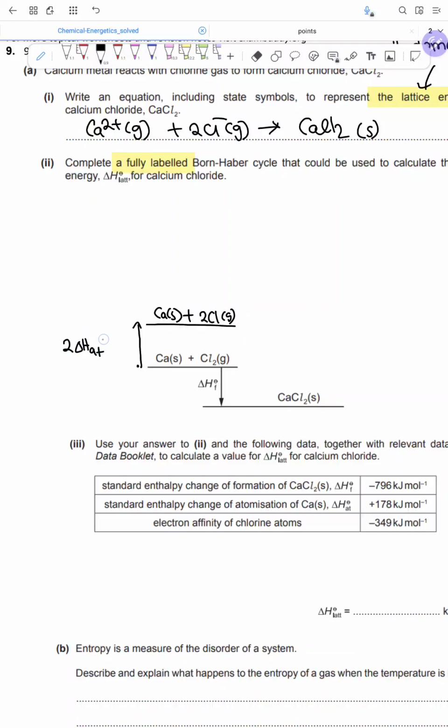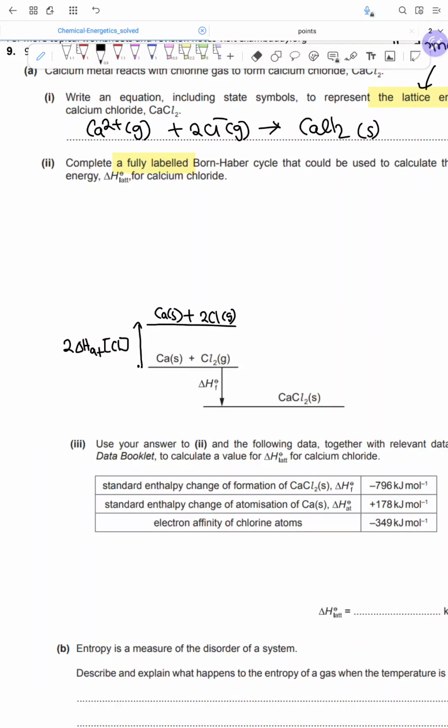atomization of chlorine. Right. Alright, my bad. We don't write chlorine 2, we just write chlorine, right? We're doing atomization of chlorine. Because what do you understand by atomization, right? Alright, here's the tip. Why 2 mole? Atomization is creating one mole of gaseous atom from its elements, right?